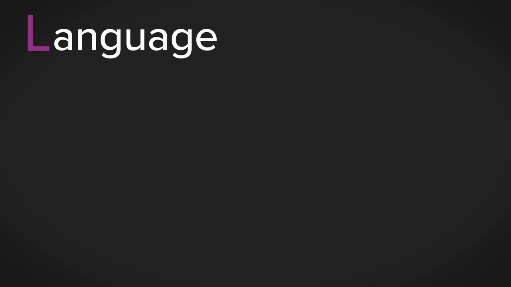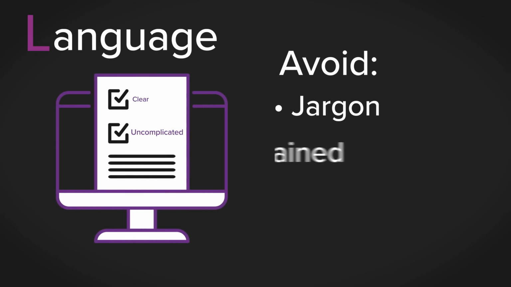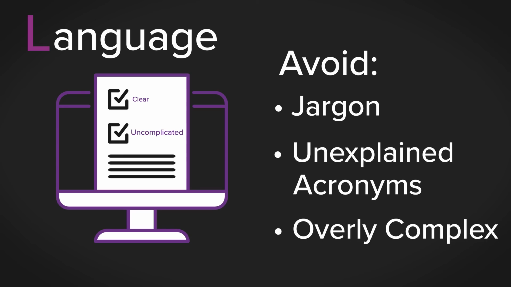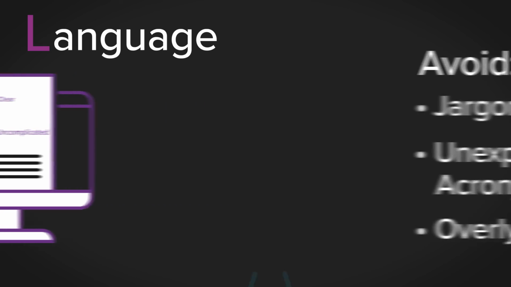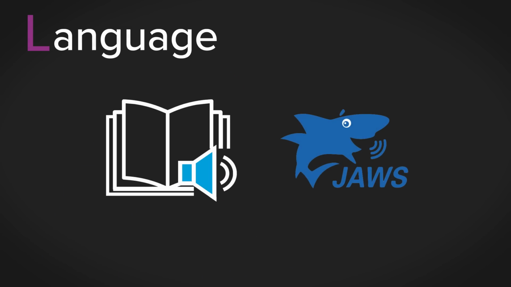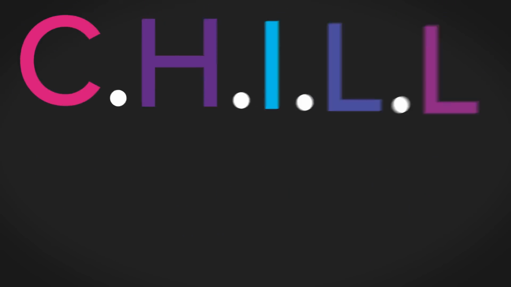L is for language. The language you use should be clear and uncomplicated. Avoid jargon, unexplained acronyms, and being overly complex. This will help anyone where English isn't their first language, or if they have any learning difficulties. If you are concise, people will understand you more easily, and screen readers won't have any issues. Try reading it out loud, or use the immersive reader to read it to you, just to make sure it all makes sense.